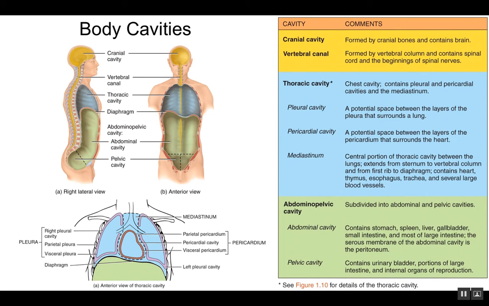Next thing, knowing your cavities. This is one slide I'm not going to spend much time on because I'm going to leave it up to you to look at these drawings and study these cavities. Know each of these cavity names, and given an organ, can you tell me what cavity it is inside? So real quick, this entire yellow area is made up of the cranial cavity and the vertebral canal. Cranial cavity houses your brain, obviously. Vertebral canal contains your spinal cord.